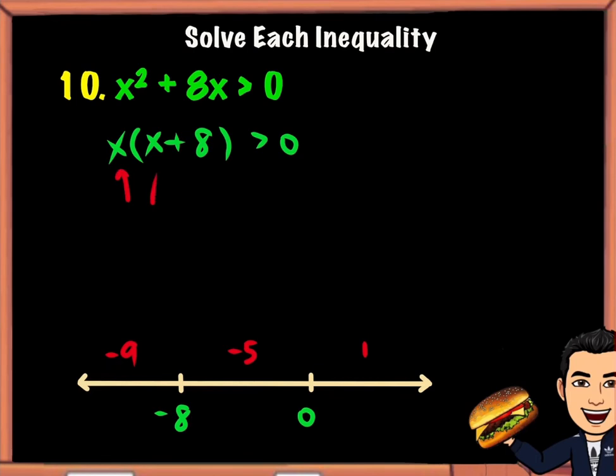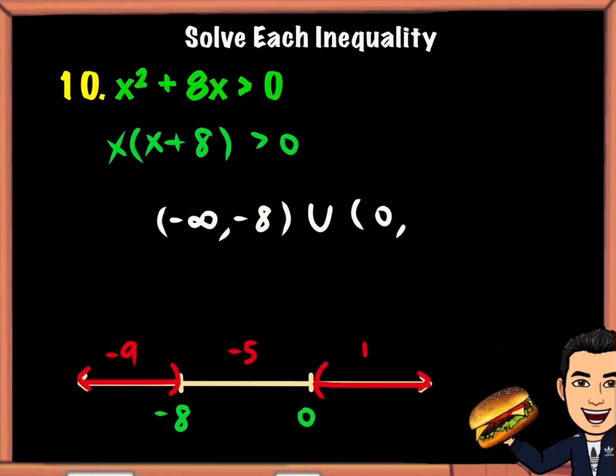If you insert -9 there, you're going to have a negative multiplied by a negative, and this is greater than 0. So this part is going to be your interval. If you insert 1 into x, you're going to get a positive multiplied by another positive, and this is greater than 0. So this is another interval that we want. So your interval, you're going to write (-∞, -8) ∪ (0, ∞).